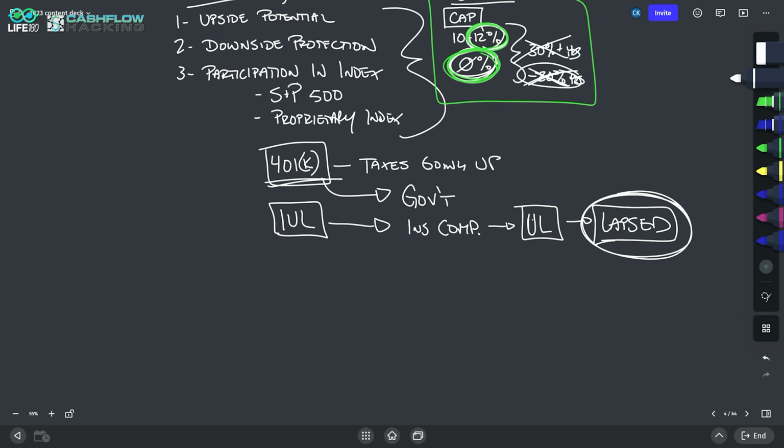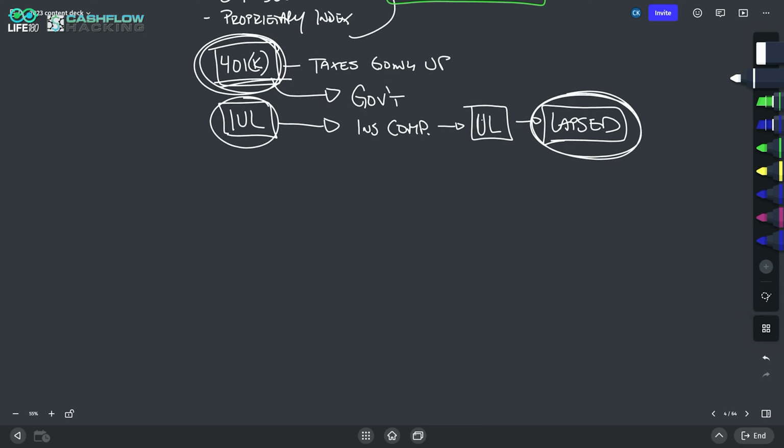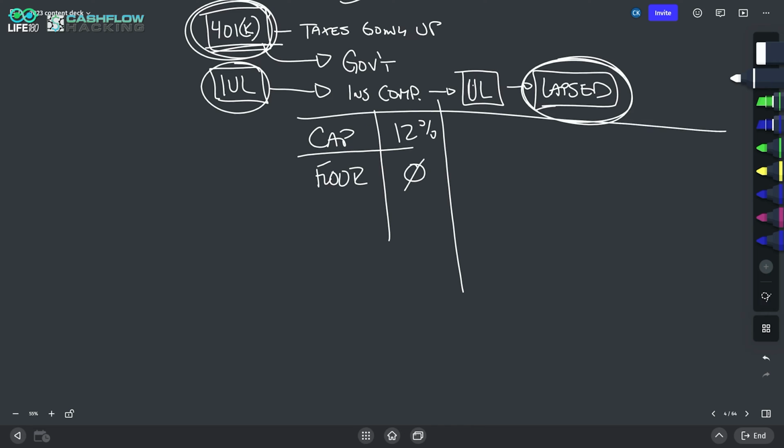Now, here's the deal. When I look at this, I ask, all right, what are companies doing? Salespeople are saying, don't put it in a 401k, put it in an IUL. Well, what are our options if we put it in an IUL? They say, you're going to have a cap and a floor. Maybe the cap is 12% and the floor is 0. Now there are some people who will show you that the cap is unlimited, there's no cap, and the floor will still be 0.